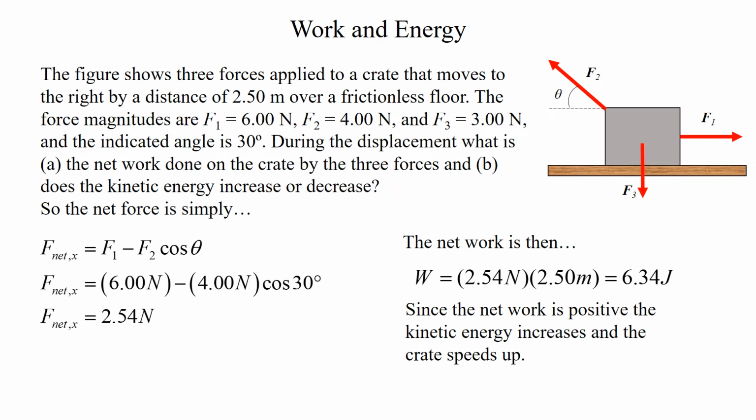Now, part B asks, does the kinetic energy increase or decrease? Well, we see that the net work is positive. So that means we're adding energy to the system. Negative work means we're taking energy from the system. Positive work, we're putting energy into the system. And so since the net work is positive, the kinetic energy increases and the crate speeds up.